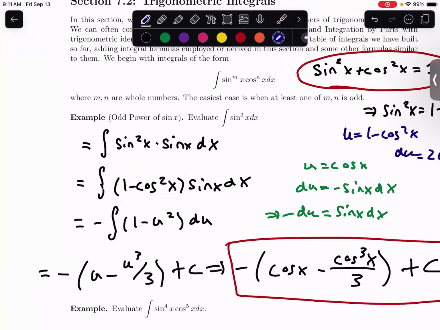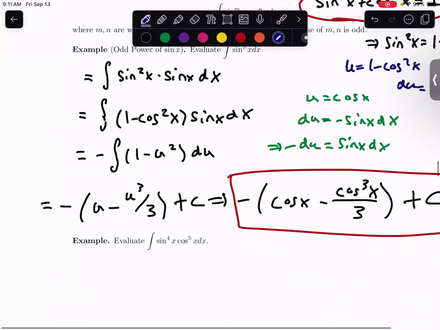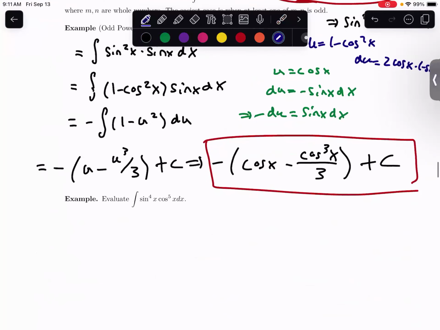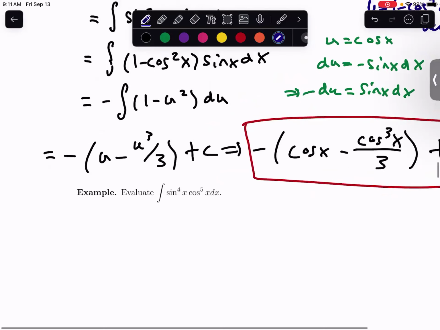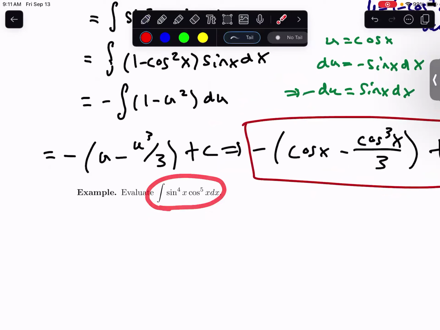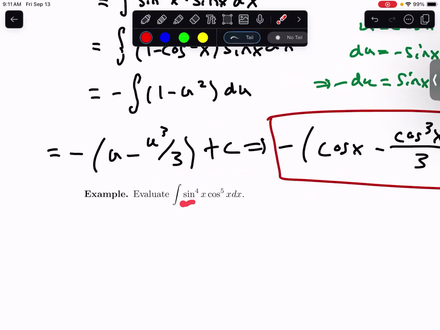So the same logic is actually going to apply to the next problem. Even though the next problem looks a little bit more complicated, the process is the same. So for this next example, we want to evaluate the integral of sine to the 4th power of x times cosine to the 5th power of x. And so we look at the powers of these trig functions. We have an even power for sine, and we have an odd power for cosine. And so let's see what happens.